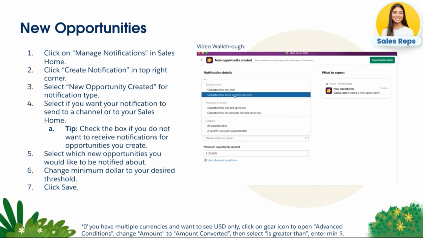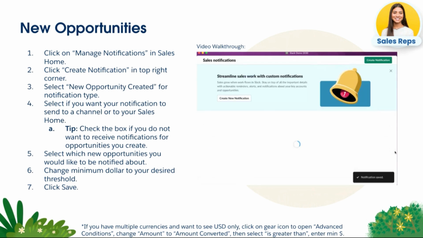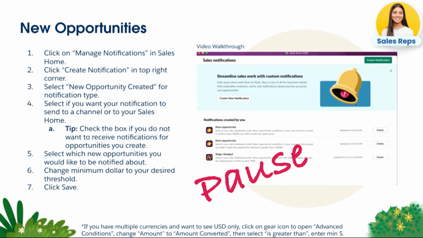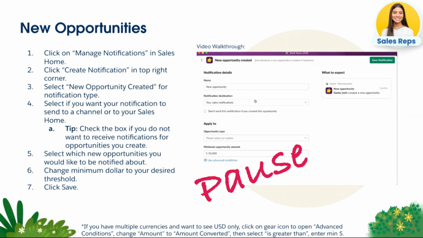If you don't want to receive notifications for new opportunities you create, check the box. Select which opportunities you would like to be notified about, and then select the minimum dollar threshold desired for opportunities that you would like to be notified about, and click Save.